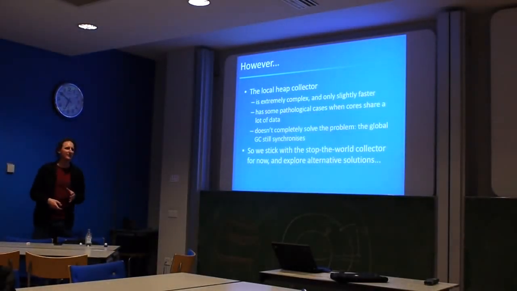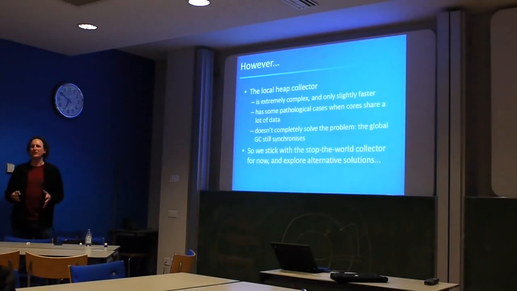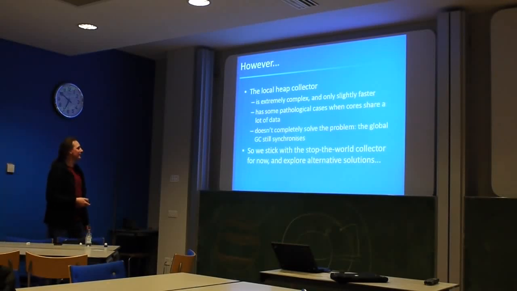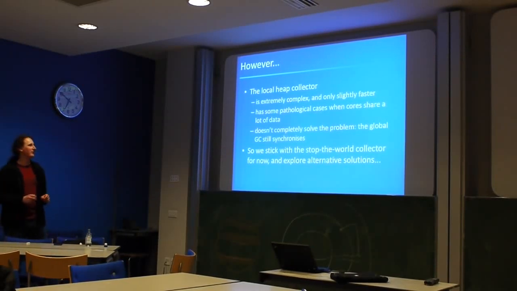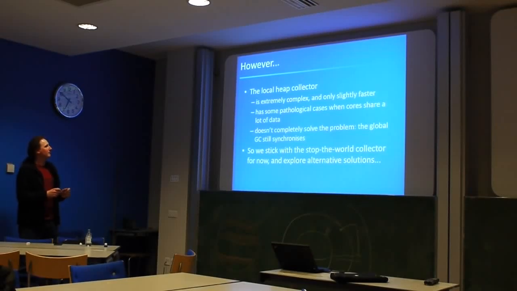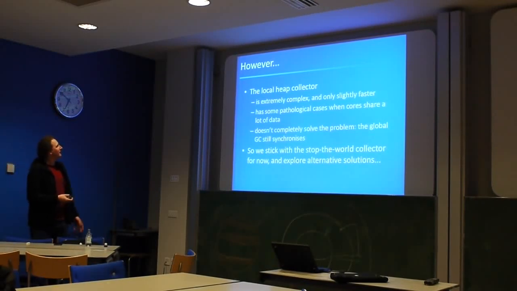So once we've done this, we found that the implementation of this local heap collector was incredibly complex, and it didn't really deliver the kind of benefits that we were hoping for. And furthermore, it had some slightly pathological cases where if you had programs that really needed to share lots of data between the two cores, then they would have to do a lot of communication rather than sharing the memory directly, and that made the program run much slower. And moreover, it doesn't really solve the problem that we have, because we still have to do these global GCs, and we still have to synchronize for the global GCs.